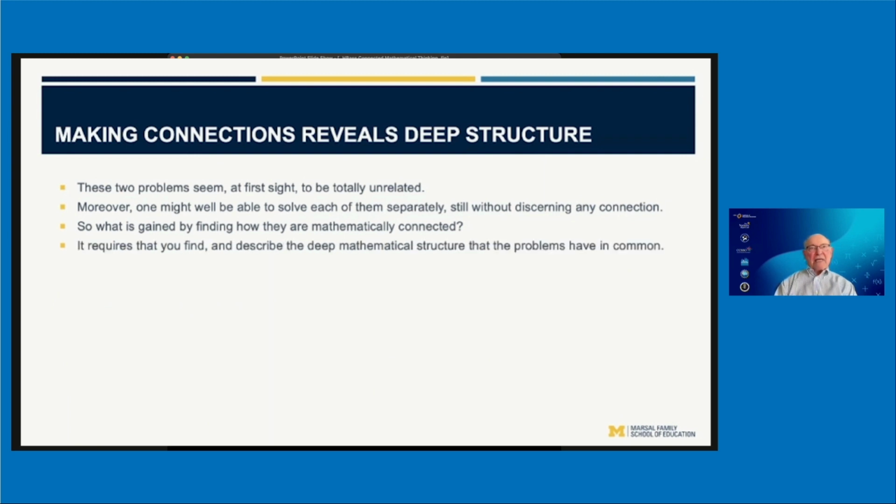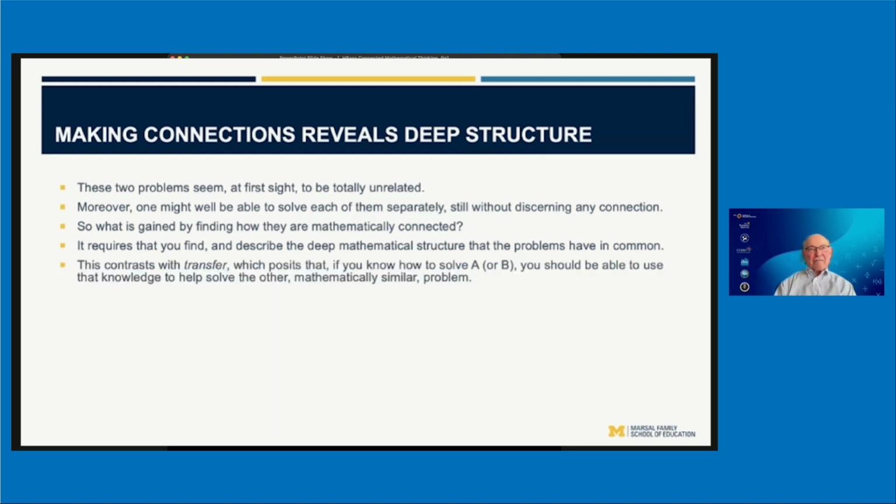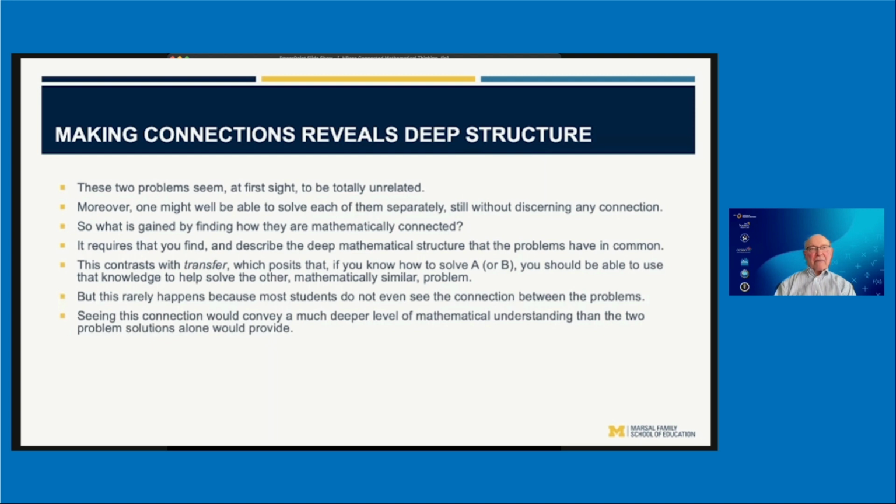It requires that you see the connection, and that you find and describe the deep mathematical structure that the problems have in common, which is far from obvious. This contrasts with transfer theory in cognitive psychology, which posits that if you know how to solve problem A or problem B, then you should be able to mobilize that knowledge to help solve the other, mathematically similar problem. But this rarely happens because most students do not even see the connection between the problems, much less use that connection to transport one solution to the next.